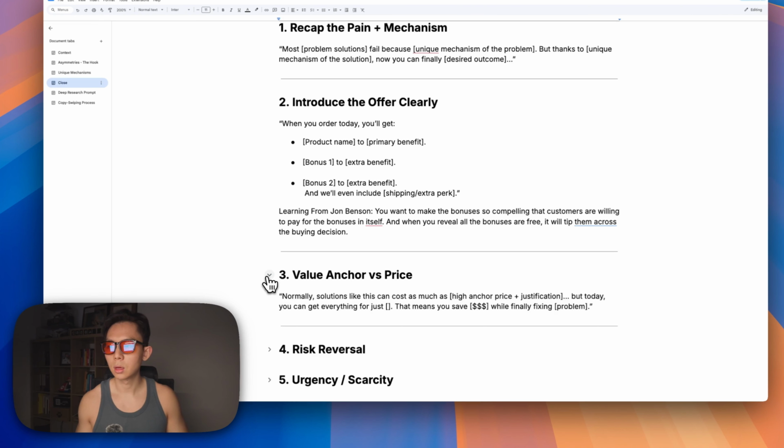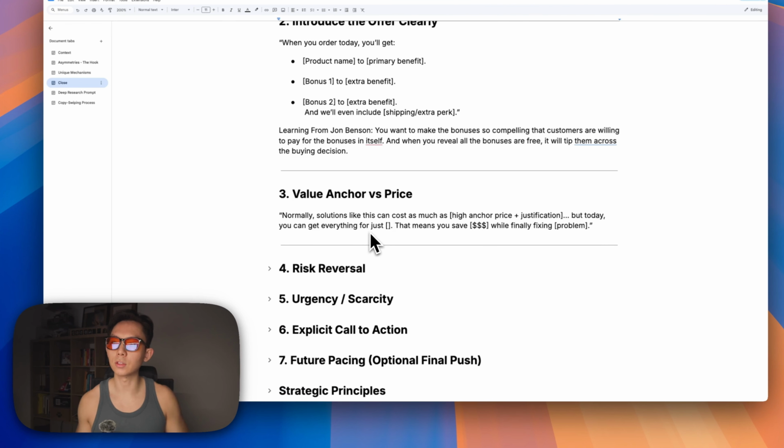Now, the next thing is the value anchor versus price. So you want to have a high anchor price and justify it. You don't want to just say it is a high price because it is. You want to justify it with explaining the reason why it is expensive.